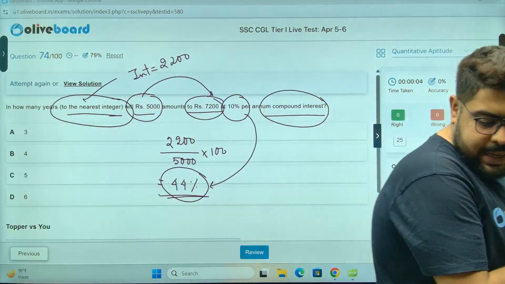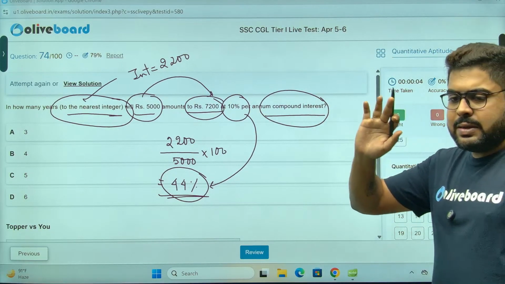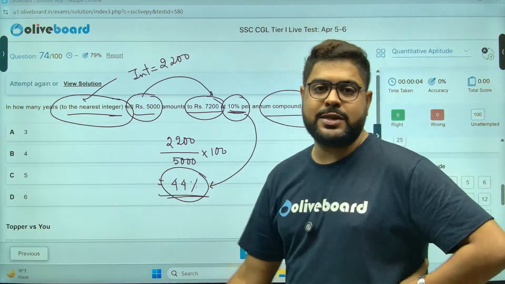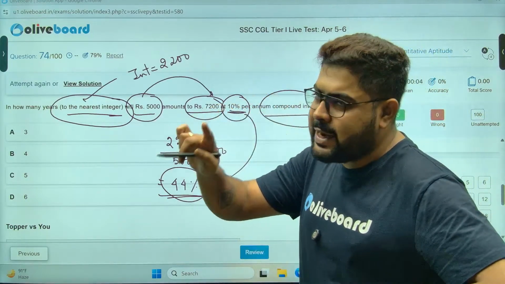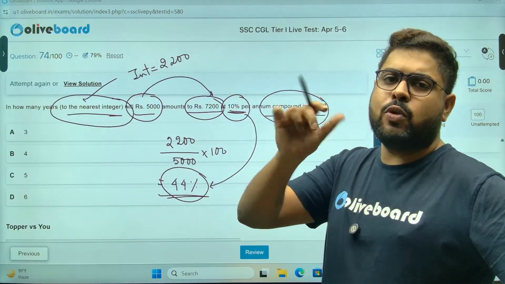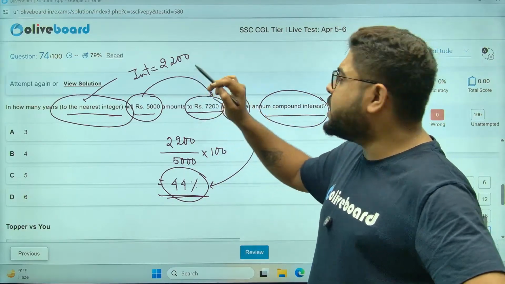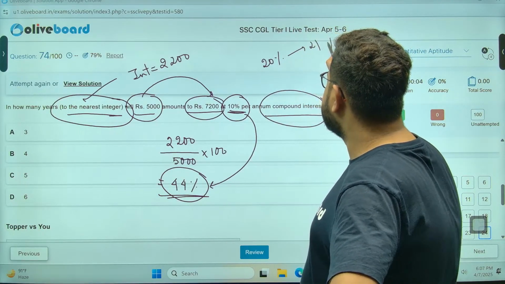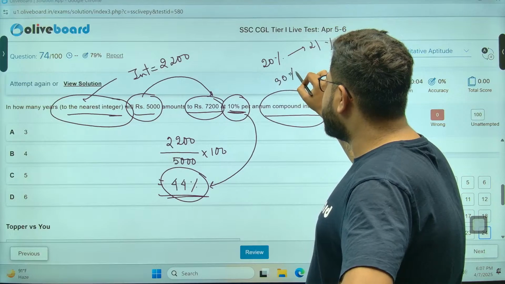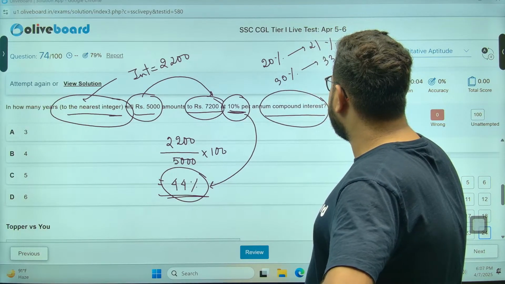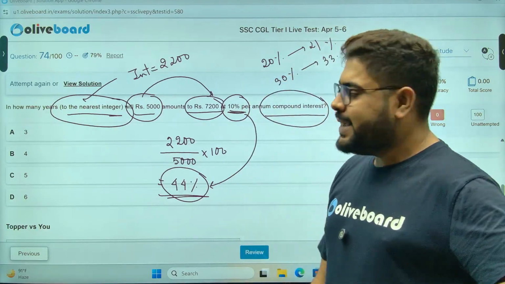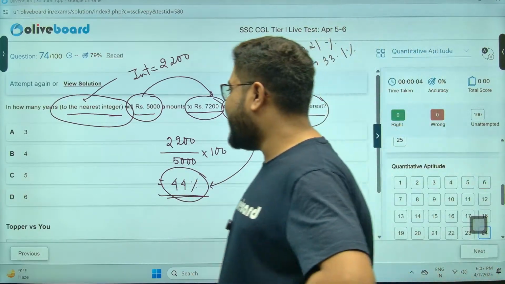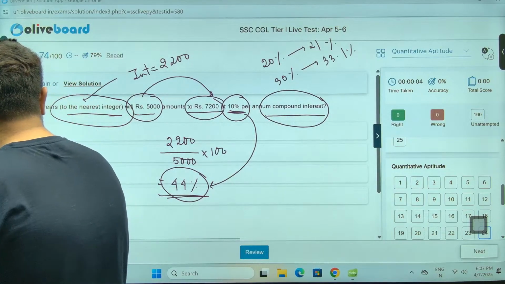Lagbhag, in how many years? Approximately in how many years at the rate of 10% do you get to 44%? Because always remember, 10% compound interest will be a little bit more than that. So 10%, in 2 years it should have been simple interest 20%, CI it becomes 21%. In 3 years it should have been 30% in SI, in CI it becomes 33.1%. In 4 years, sir, it will become just more than 40%. So the answer with 100% certainty will be B.